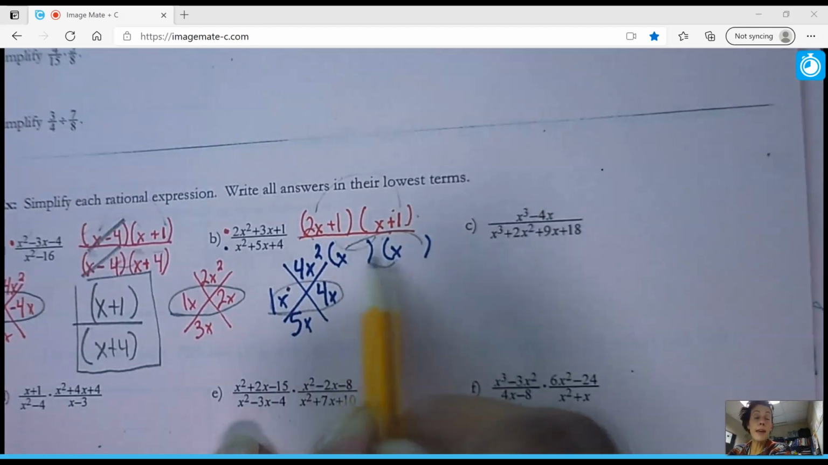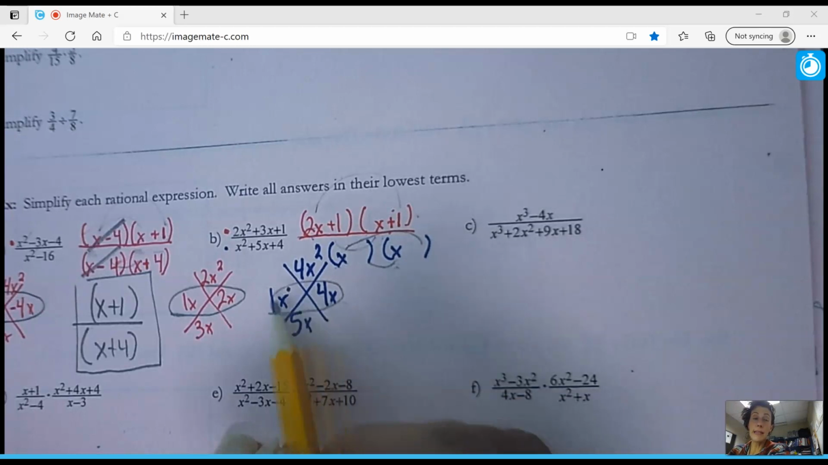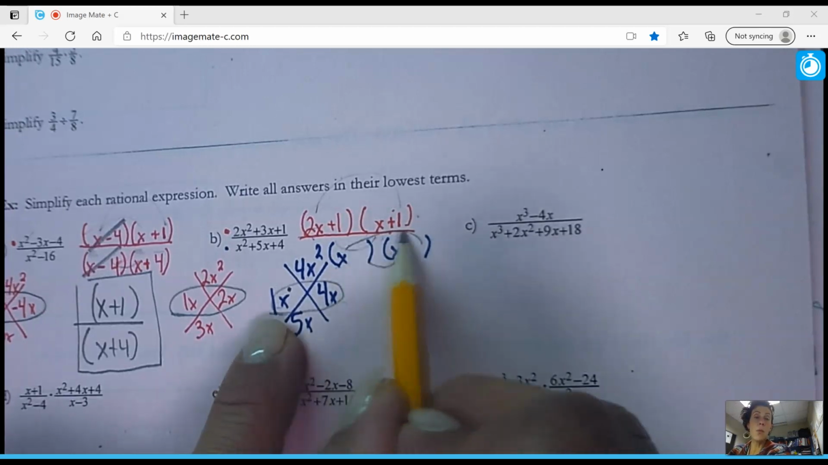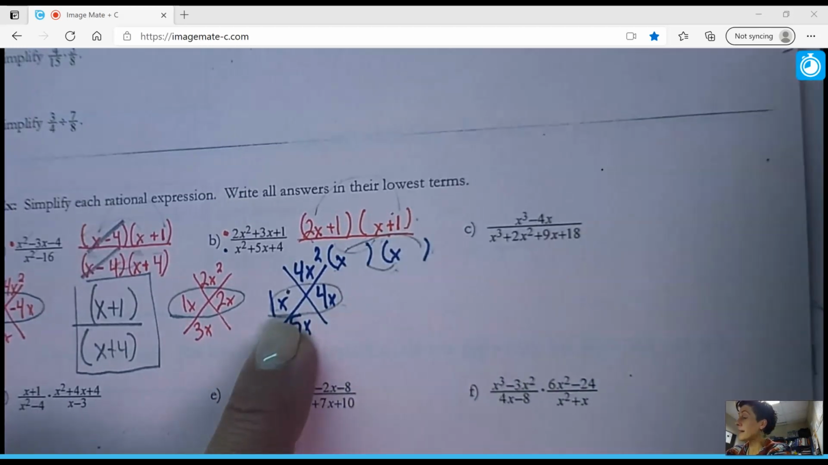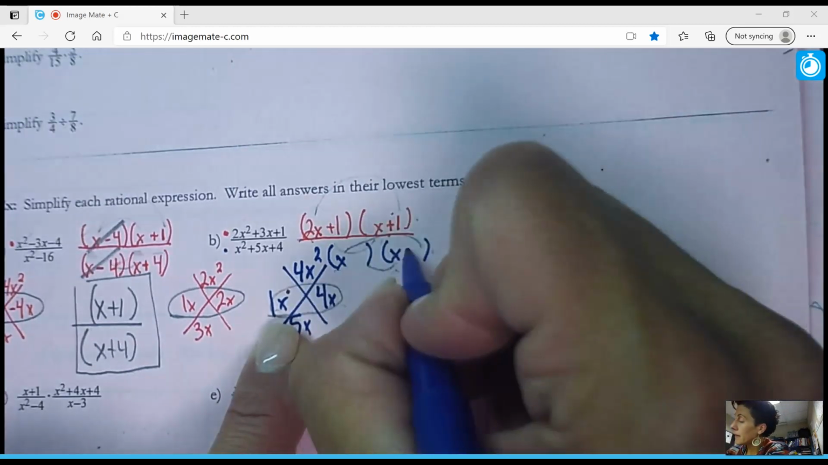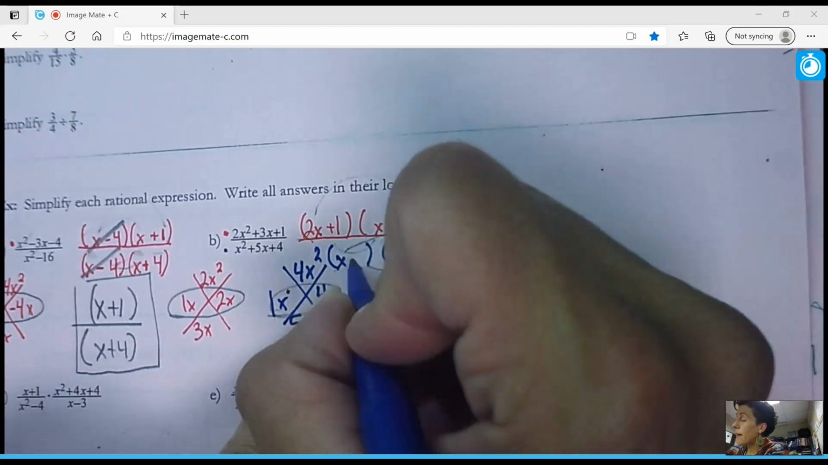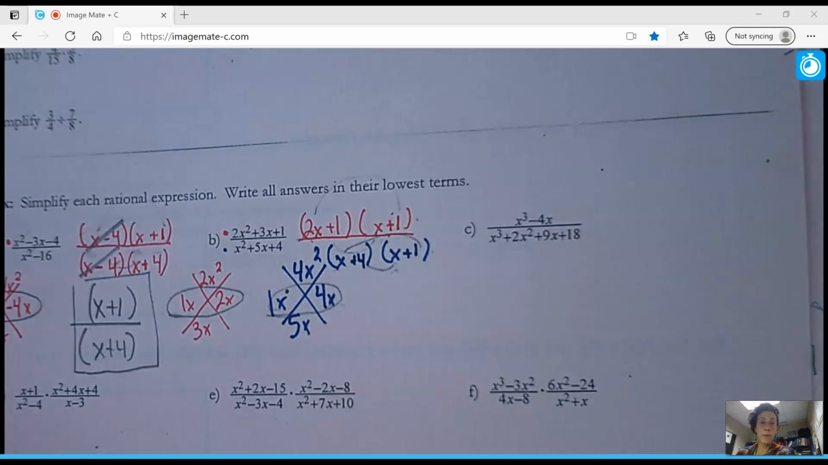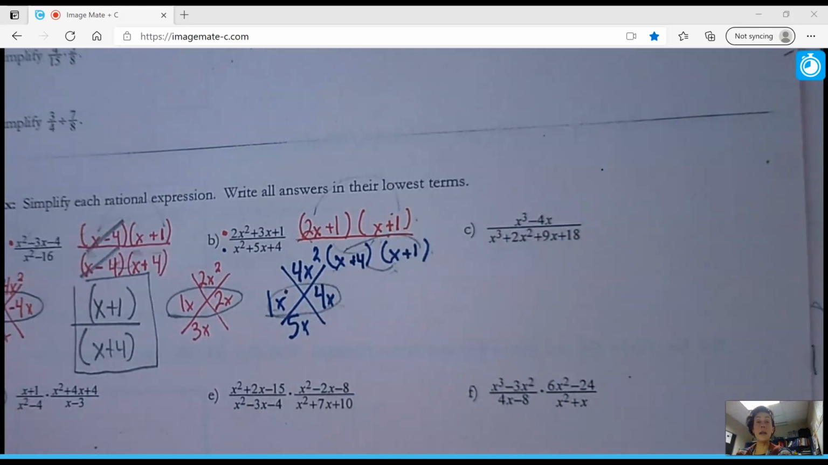And since they're both x, they can both get to either of these. So let's just have x times what makes 1x, and that's a 1. And x times what makes 4x, and that's a 4. So now when I look between the numerator and denominator, we have a common factor. So 2x plus 1, that's a factor. x plus 1 is a factor. This x plus 4 is a factor.